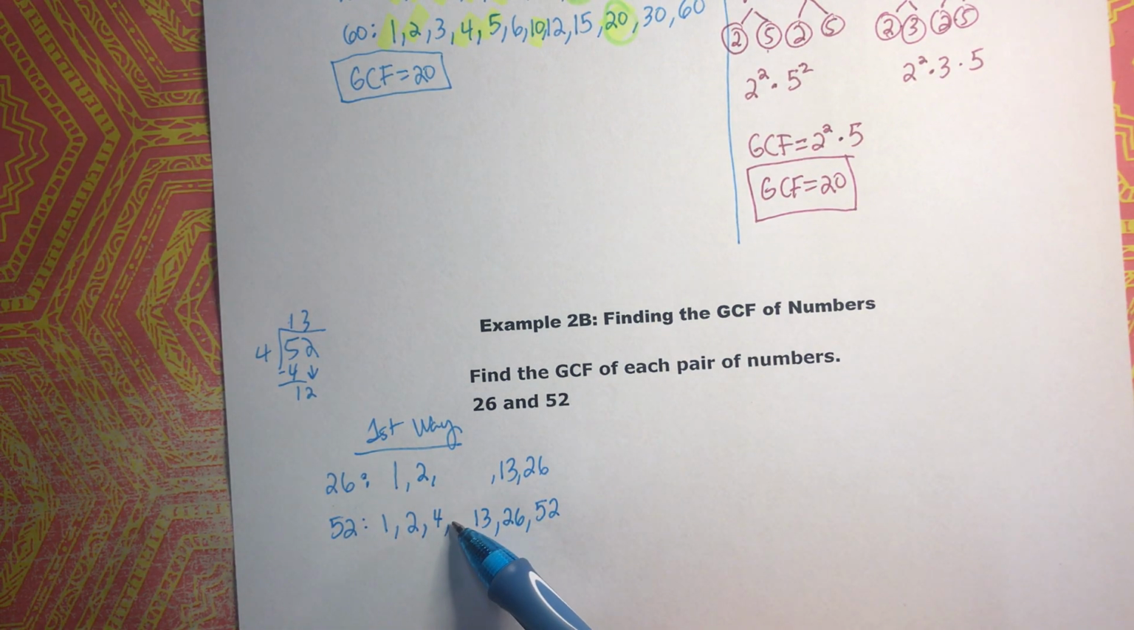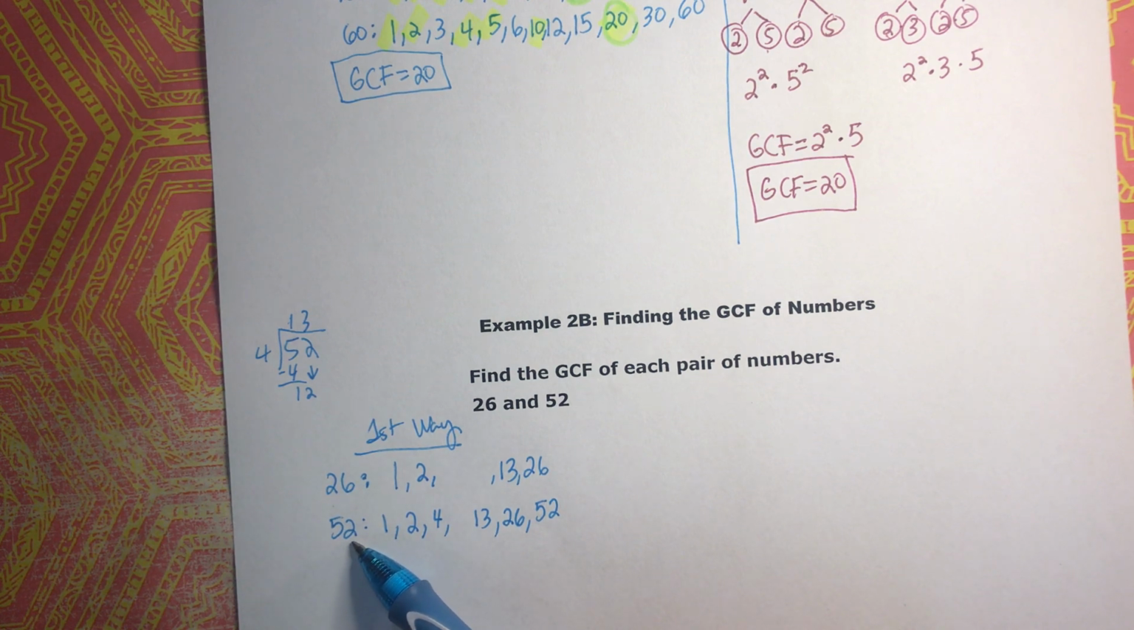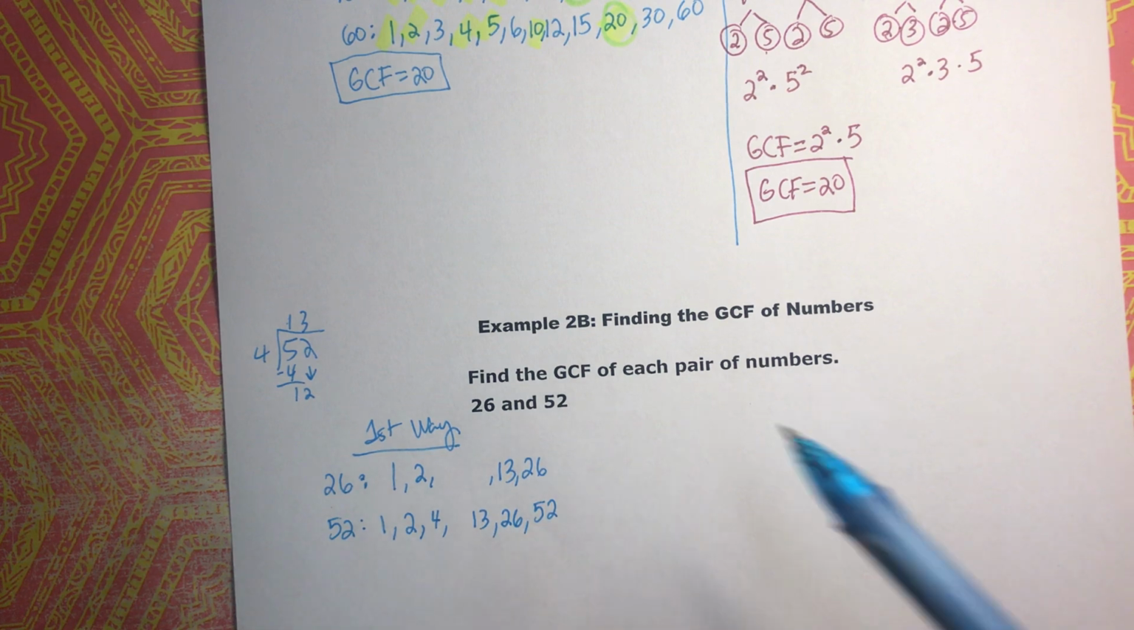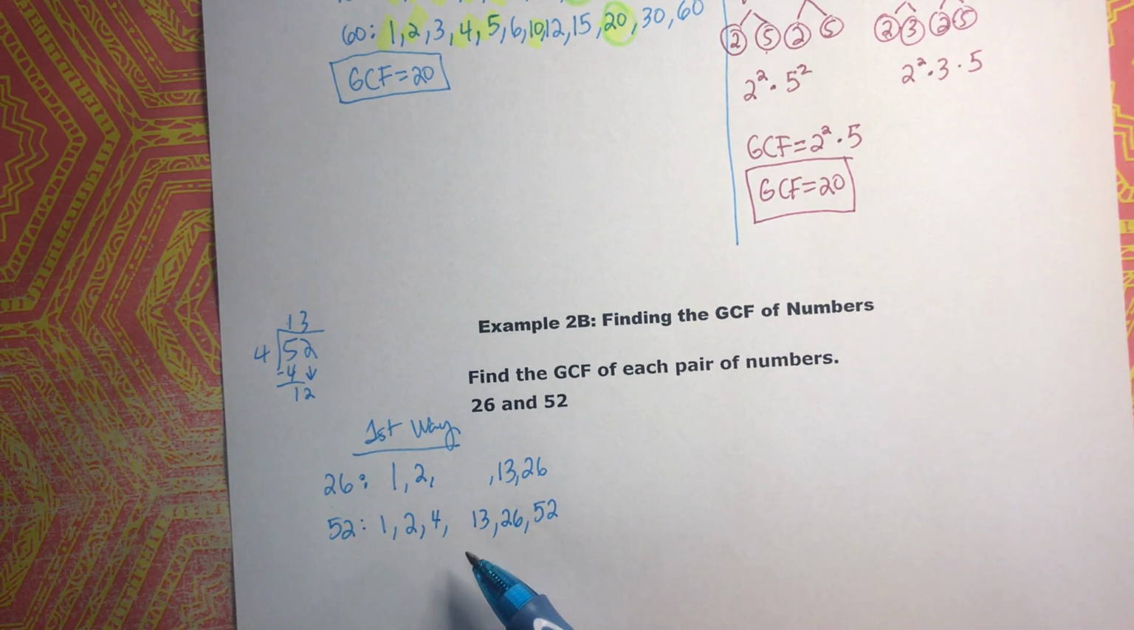So 5, right? No. 6, it's not divisible by 3, so it's not going to be divisible by 6 or 9. 7, no. 8, no. 9, no. 10, no. 11, no. 12. Yeah, so this is it, okay? So those are all the factors.